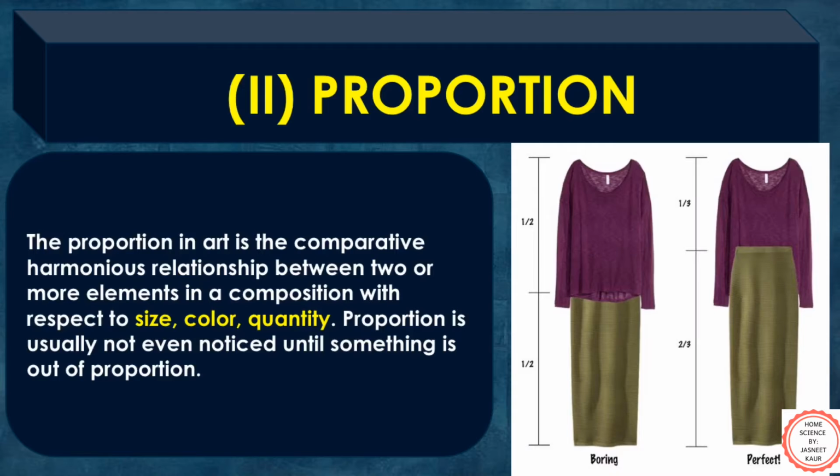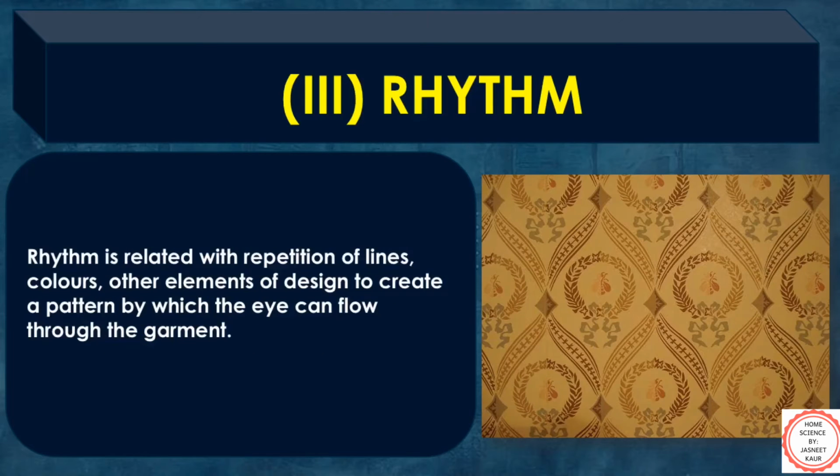Through this image, we can also understand that with equal division, a person looks shorter and wider, whereas unequal division will make the person look slimmer and taller. Moving on to the next principle of design, that is rhythm.